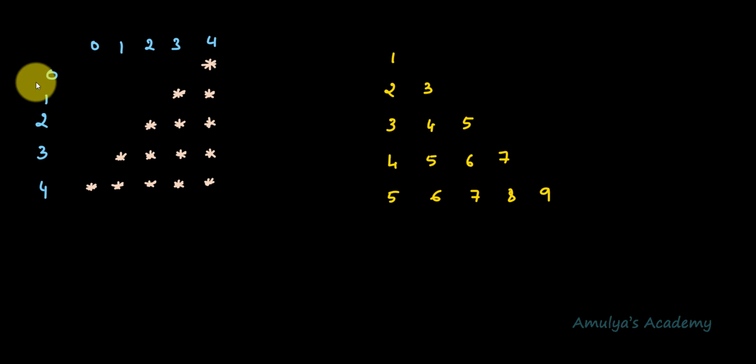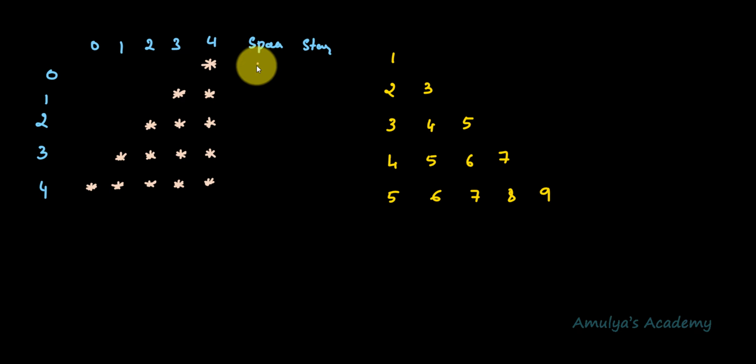Now here we can see at row 0, in the first 4 columns I want to print space and in the last column I want to print a star. In row 1, in the first 3 columns I want to print space. And next I want to print 2 stars. So if I write down space and star here, how many spaces and stars do I want in every row?